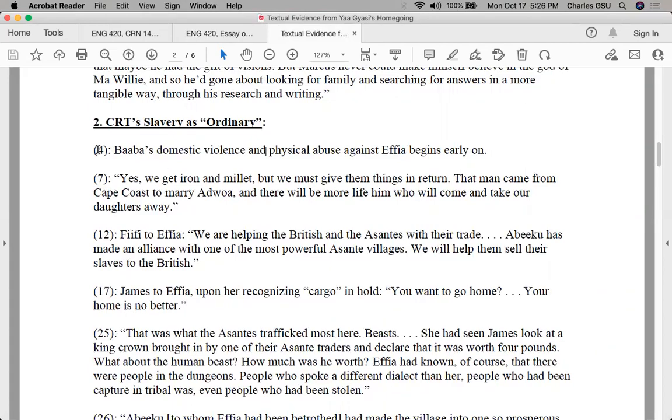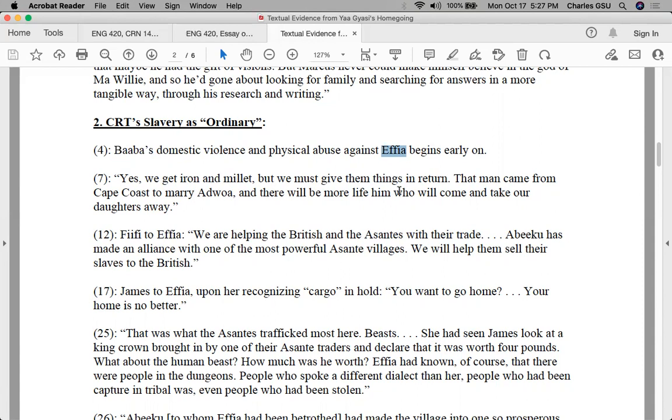So this is not a quote, but if you began the novel, you were probably taken aback, as I was, by the domestic violence and physical abuse by Baba, who is, as we learn in chapter 1, basically like the stepmother to Effia. Effia's mother is, we come to learn, Maame, the house girl of Cobbe Stano, and Baba resents the fact that she has to take care of a daughter who is not her own. And so she abuses her terribly.